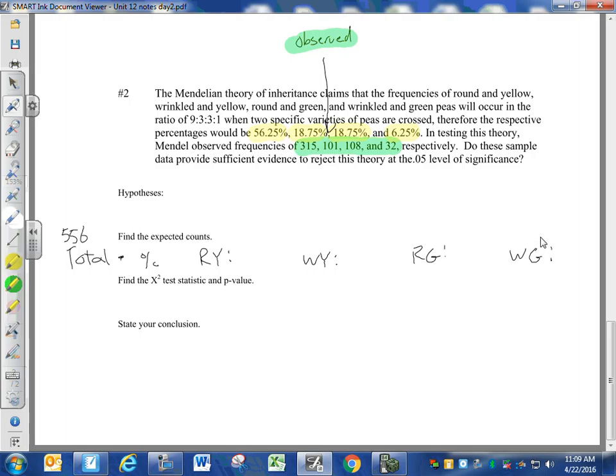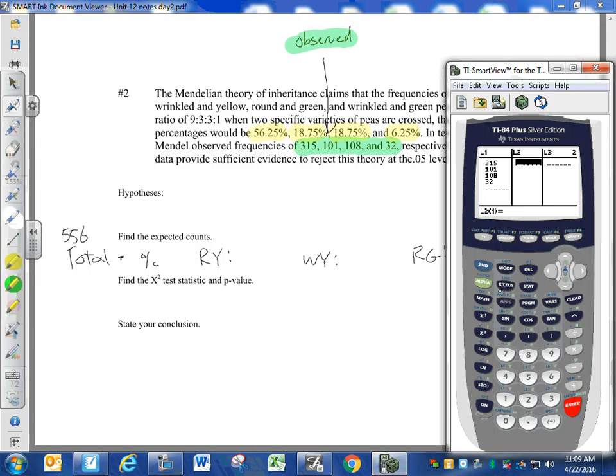Compare your answers with a neighbor. Yes, we'd have 3 degrees of freedom. 312.75. Questions? Yes? Okay.